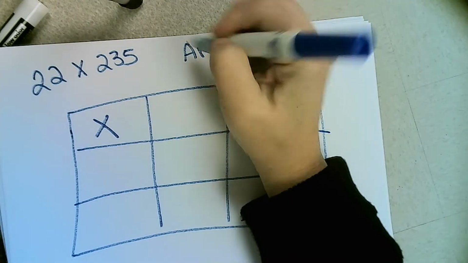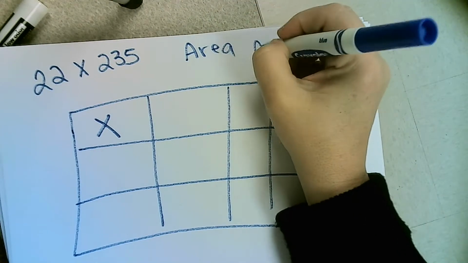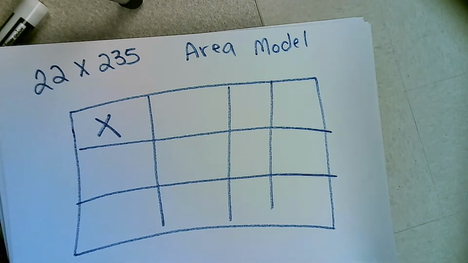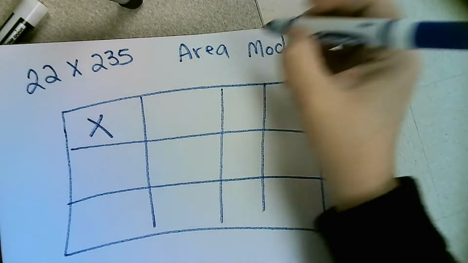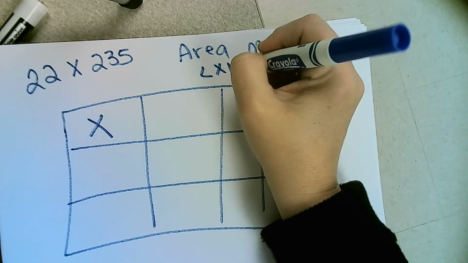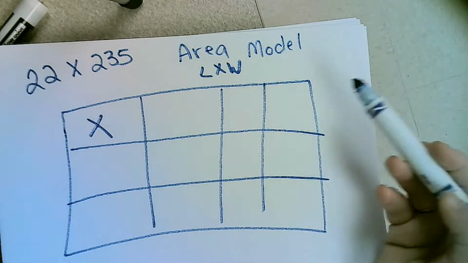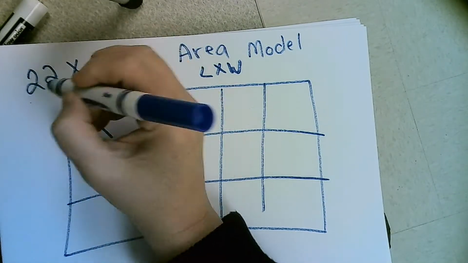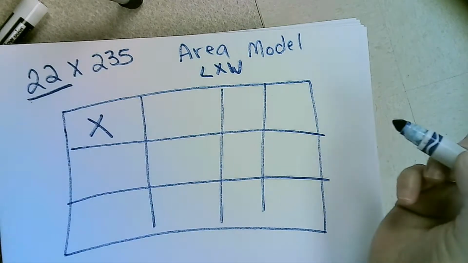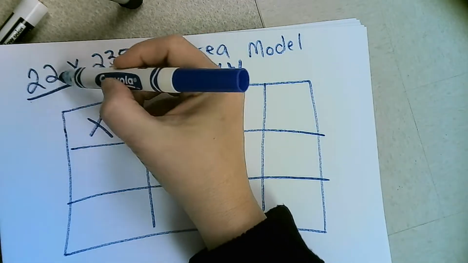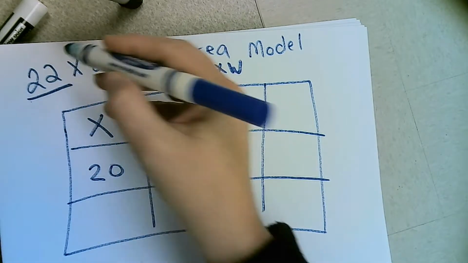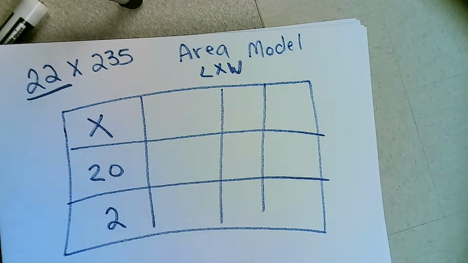Okay, this is the area model. The reason it's called the area model is because area means length times width. So we are just multiplying the length and the width of this model. And here is our problem. So I'm going to start with 22, and you take it into its 2 digits. So the first 2 is worth 20, and the second 2 is worth 2.